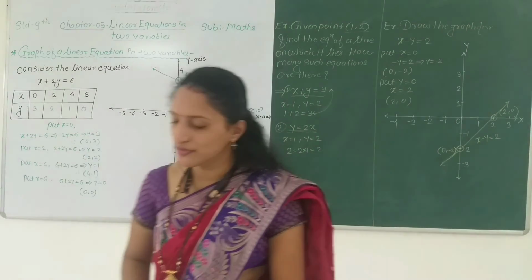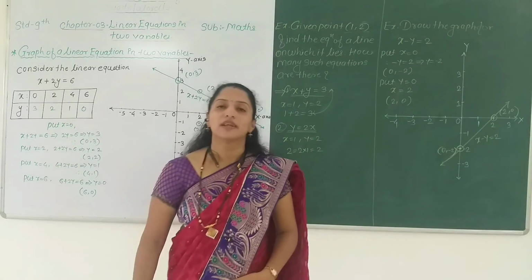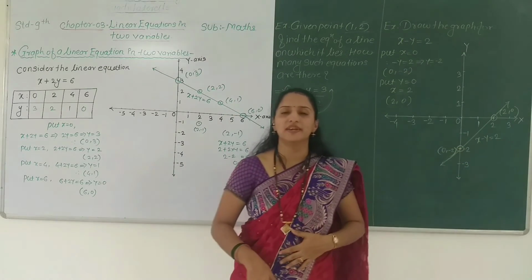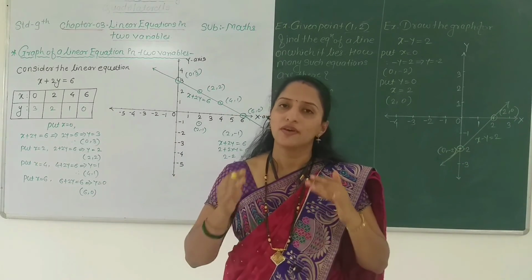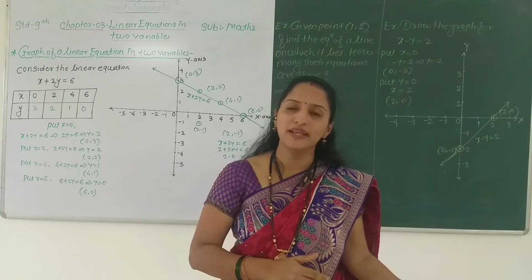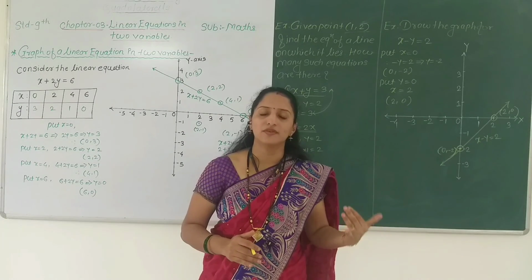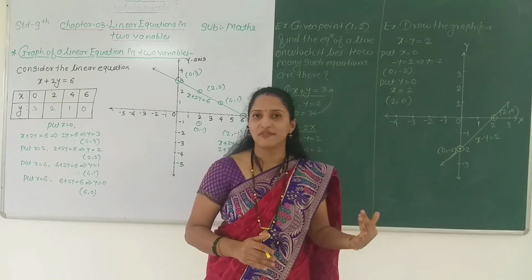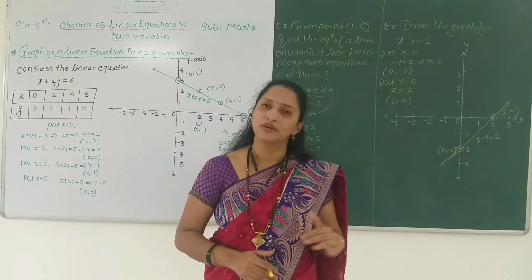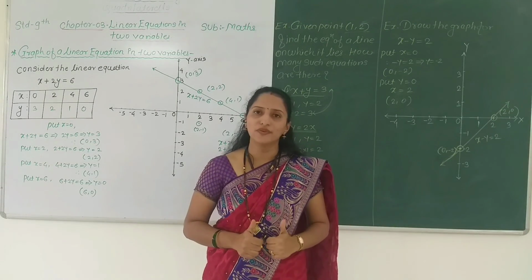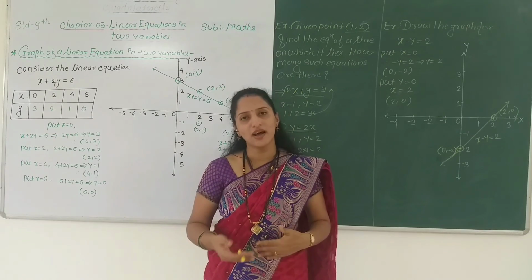So whenever you have to draw the graph of any straight line, just find at least 2 solutions, plot these points on the plane and join them with a straight line. You get the graph of the required equation. It is quite easy and quite simple. All of you understood how to draw the graph?